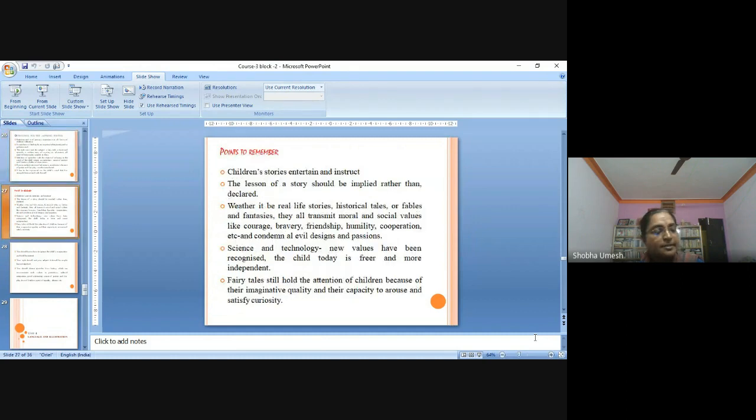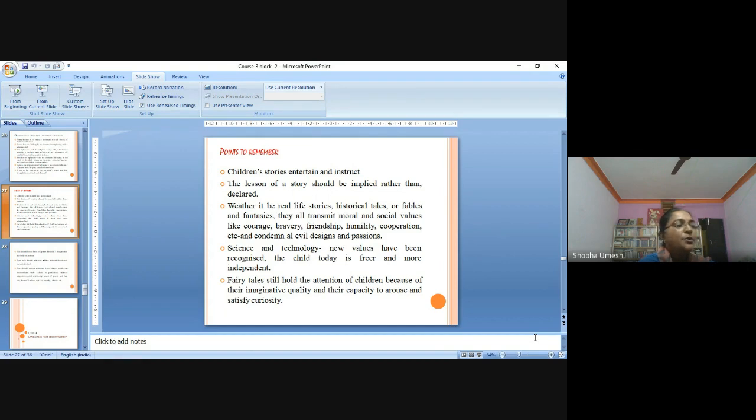And the next thing is that we have to remember certain things in our mind. That is, the points to remember when we write the values, when we try to talk about the values which we are going to teach the child.